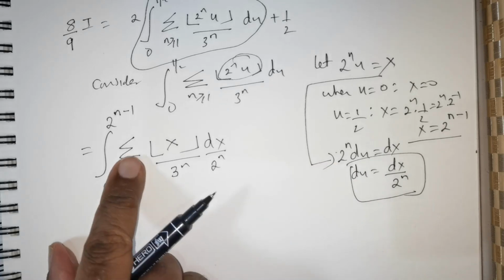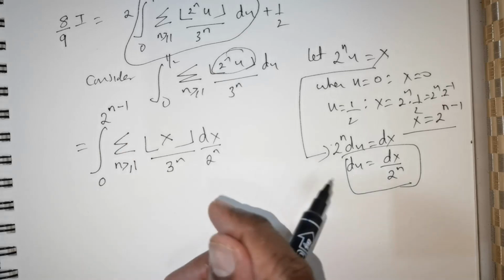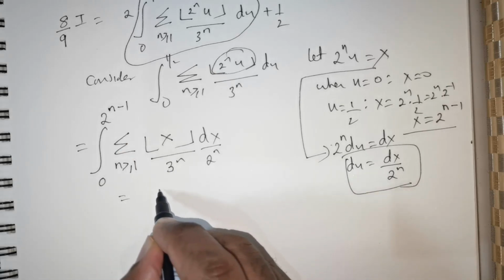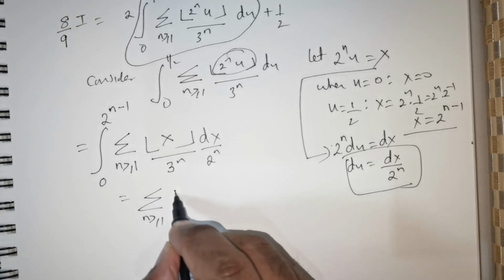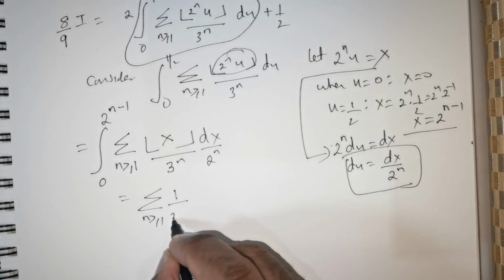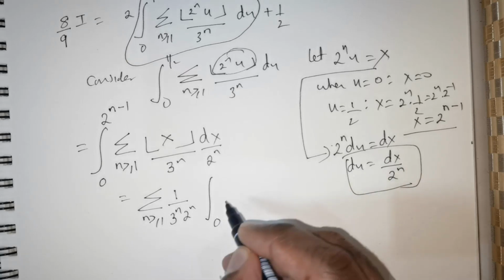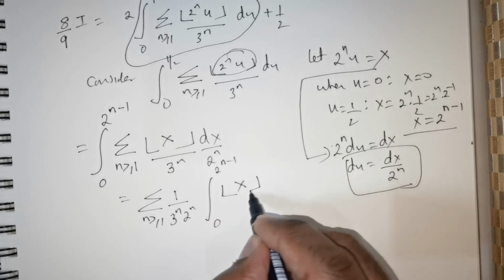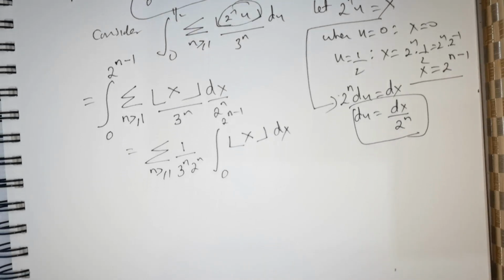Now what I wish to do is interchange the integral operator with the sum. I will flip them. So this is equal to sigma n greater than or equal to 1, 1 over 3 raised to the power of n times 2 raised to the power of n, times the integral from 0 to 2 raised to the power of n minus 1 of floor of x times dx. Now, this is where we need to evaluate the floor.